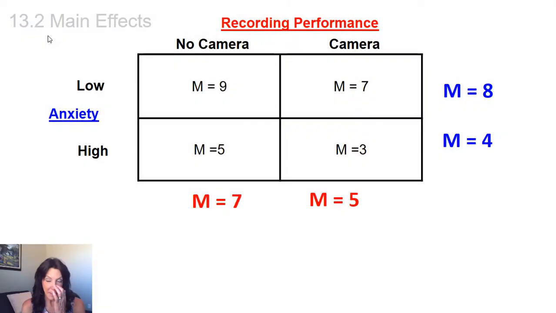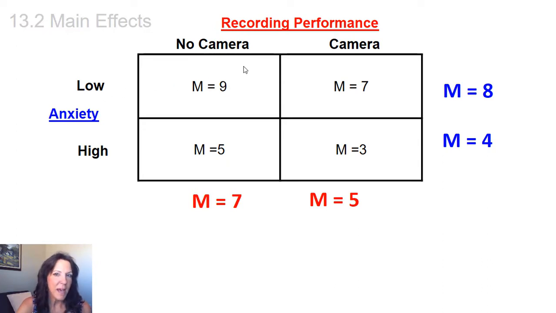So this is an example of what it would look like in a matrix. So let's just orient ourselves to what's here. So we have all the different cells that we talked about, but instead of having the description of the participants, this time I have the mean scores for those participants. So people with low anxiety who had no camera had a mean score of 9.